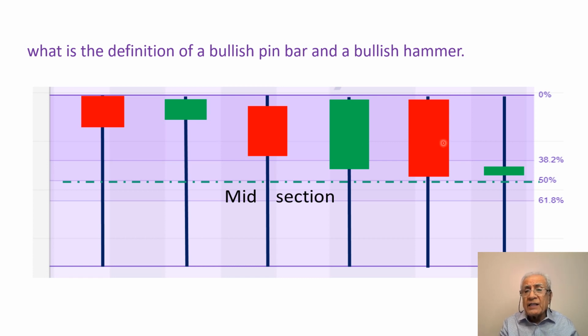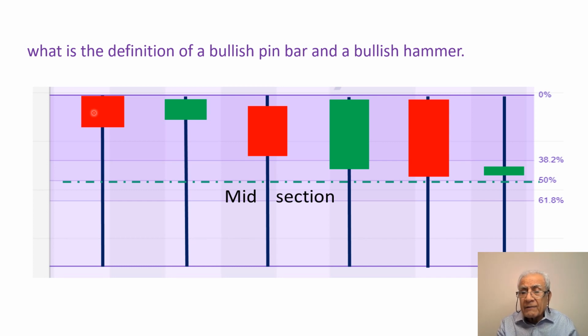Now, in this pin bar, the sellers first push the price down all the way to the low, and then the buyers reject this lowest price and push the price higher past the midsection and close above the midsection. All these pin bars are considered bullish pin bars, regardless of the color. This is a bullish pin bar. This is a bullish pin bar, and this is a bullish pin bar. So you know how to recognize a bullish pin bar and a bullish hammer.